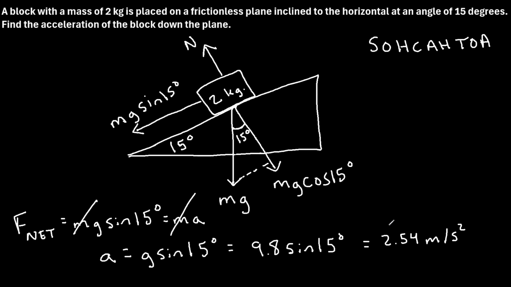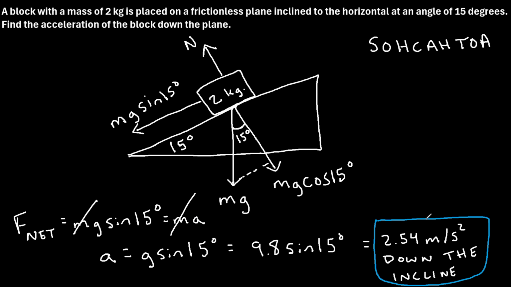Now, when we're talking about acceleration, we should also specify the direction. So in this case, we'll say down the incline. That's the acceleration of the block down the incline. So that will be our final answer for this one. So that's how you can find the acceleration of a block that is placed on an inclined plane.